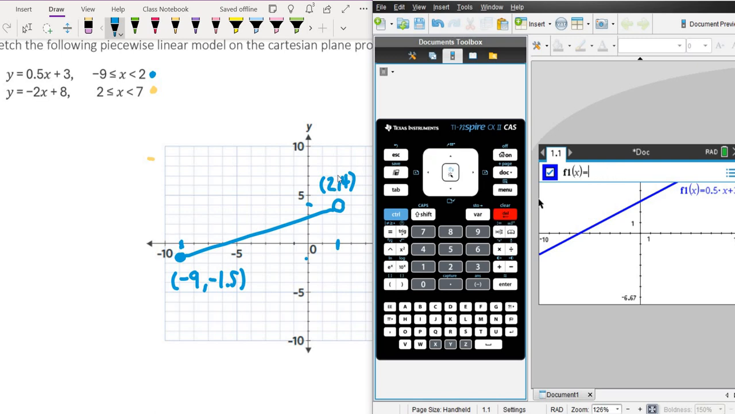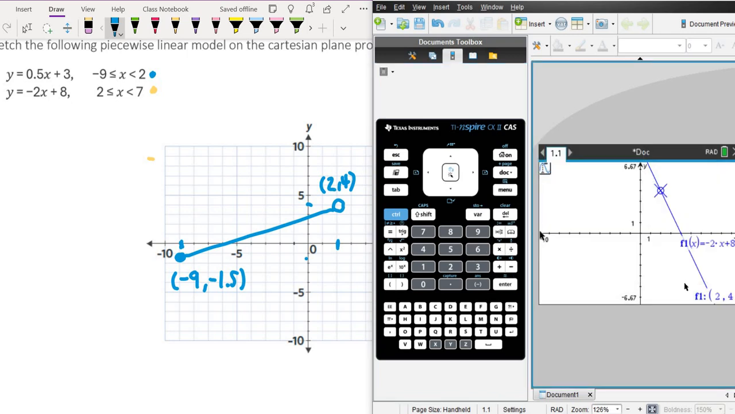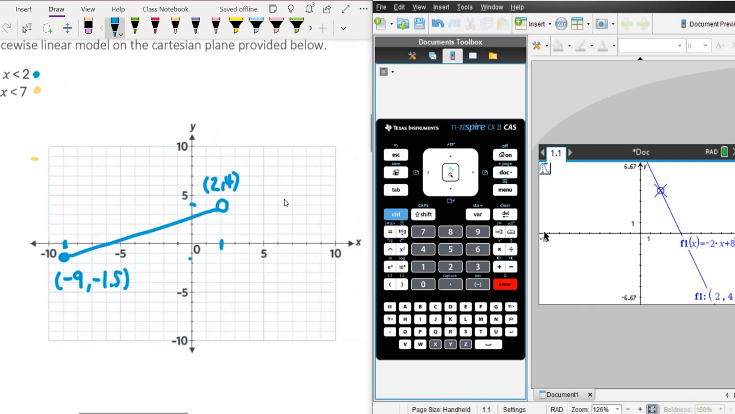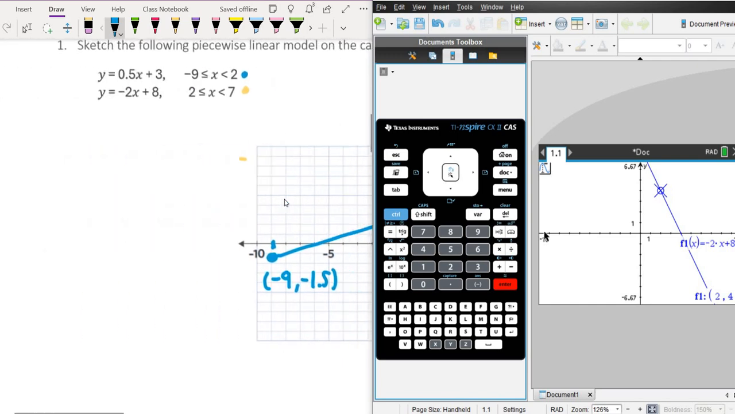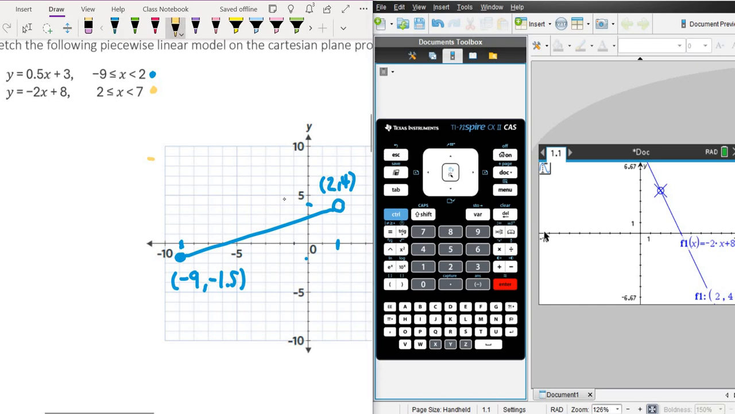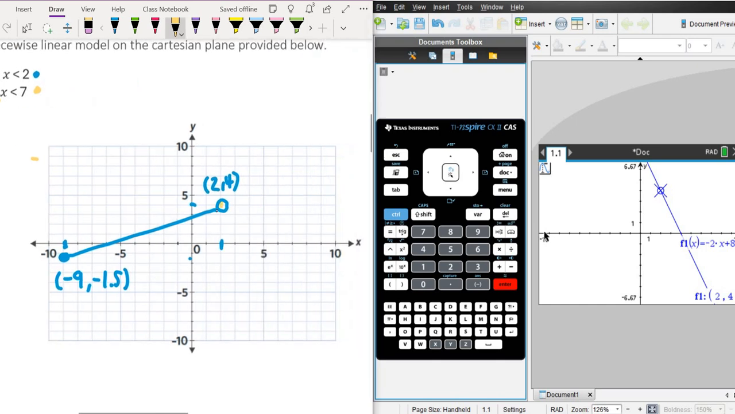I'm going to delete it. I'm going to write our second equation, so negative 2x plus 8. And we know this graph starts at 2, so let's go menu, trace, graph trace, and enter. It takes us there, 2 and 4. So that's actually the same point as our first graph. So we can share this point, but now for this part of the graph, the value where x is 2 is now included. So we actually now fill in this circle. Now it's become a closed circle.